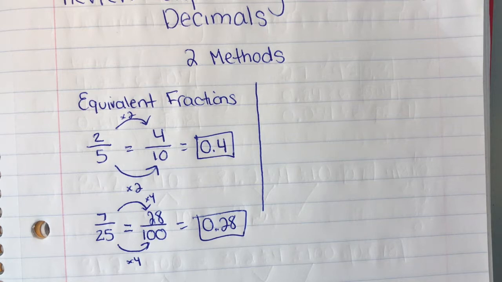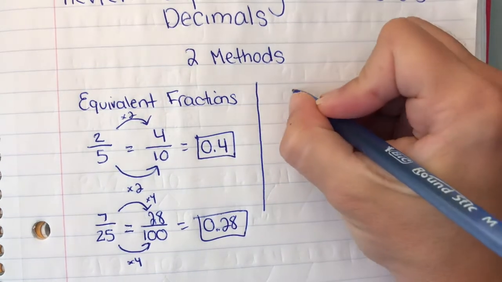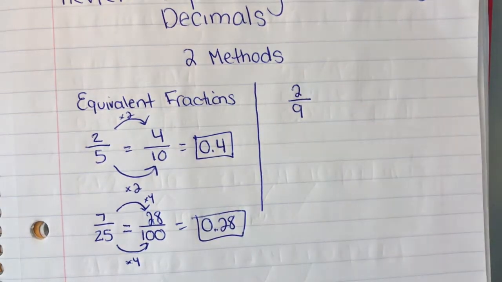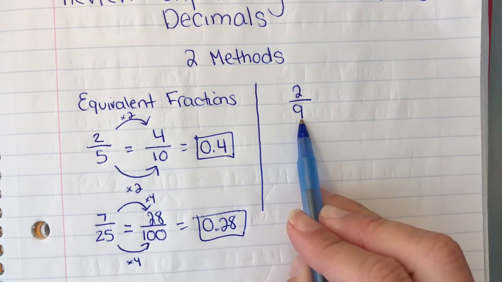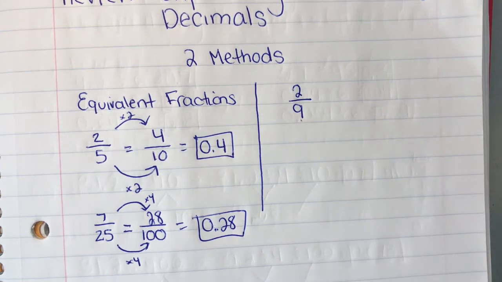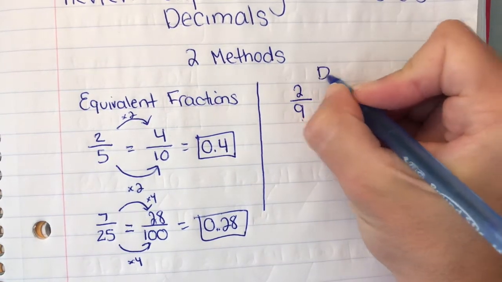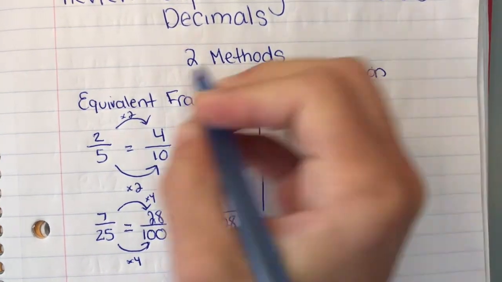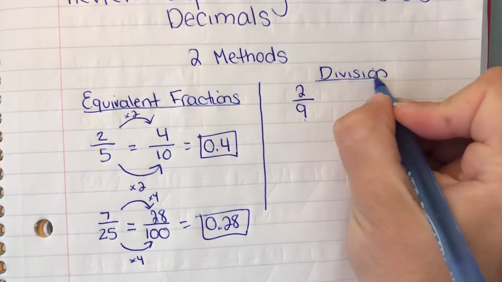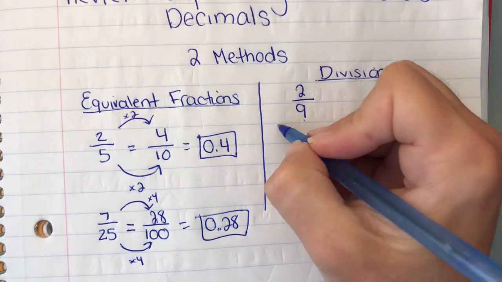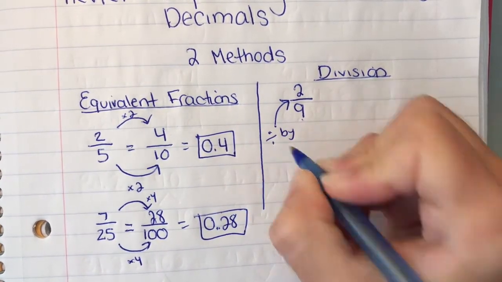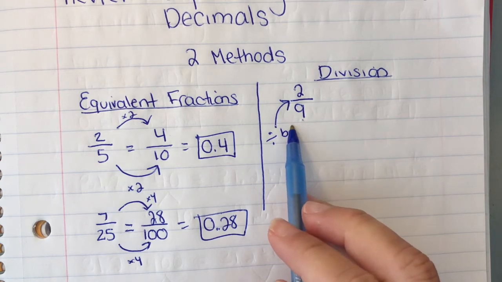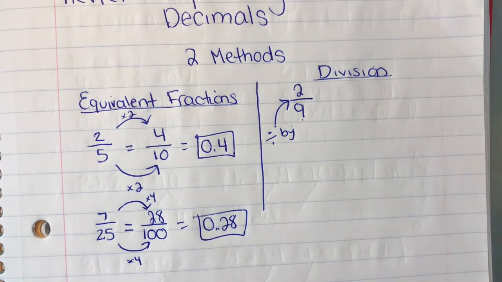But what happens when you have a fraction that looks like that? A 9 cannot be turned into 10, 100, or 1,000. This is not a factor of either of those products. So we're going to need to use division for this method. So we have the equivalent fraction method, and then we have the division method. We know that this line right here, that fraction line, literally means divided by, right? So I can convert 2/9 into a decimal by dividing.